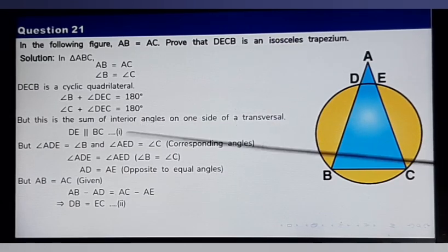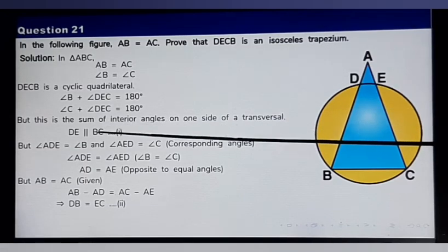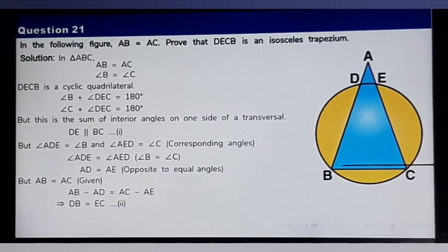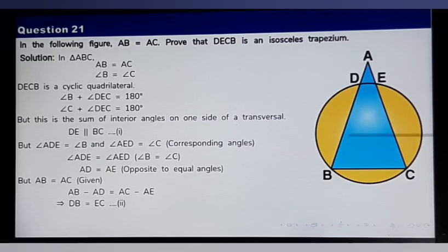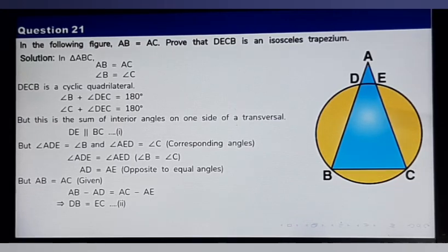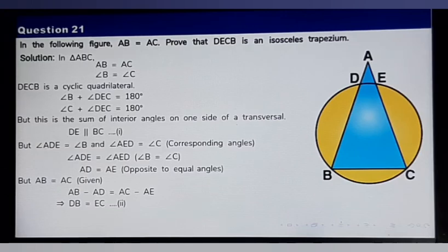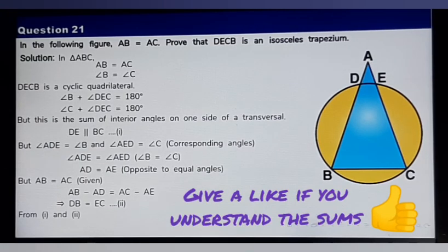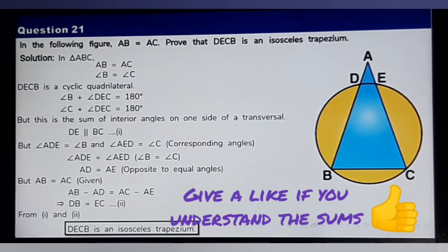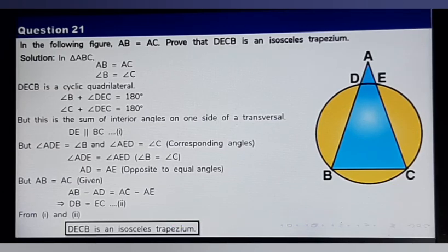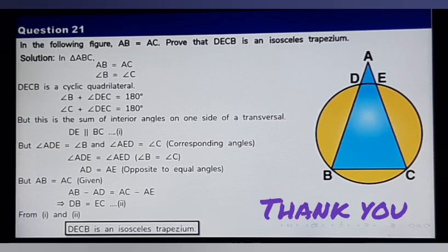I have written 1 here and 2 here. From 1, I can conclude that these two are parallel, so this is a trapezium. From 2, these two are equal, so this is not only a trapezium but an isosceles trapezium. So from 1 and 2, we see that DECB is an isosceles trapezium. Pause the video to note down.